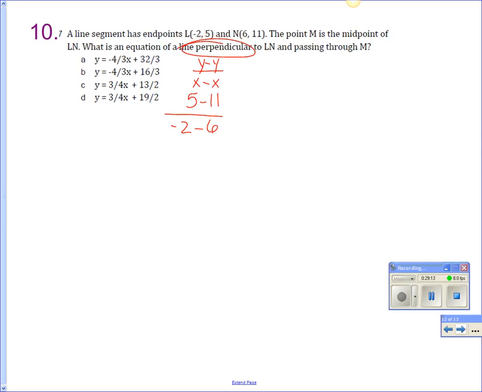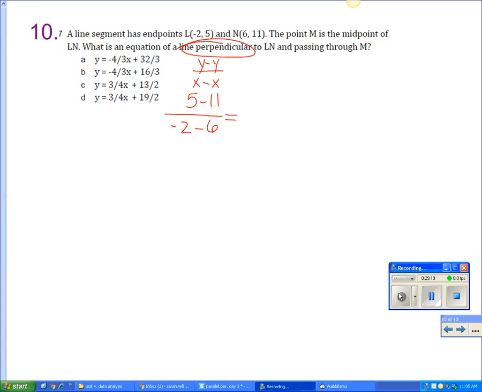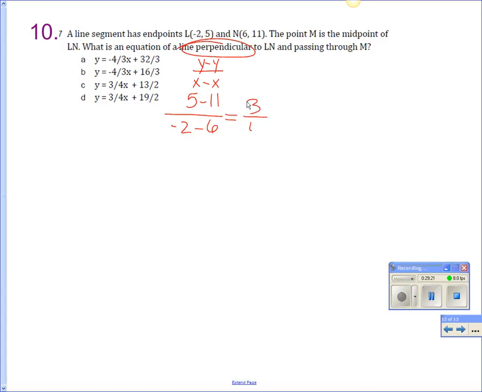Zach, what are you getting for your slope? Three over 4. All right, Mary, can I put m with 3 over 4? No, what do I have to do? Ah, very good, because it said perpendicular. So it becomes -4 over 3. That's my m. Okay? Levi, what else is important in this problem that we haven't done yet?